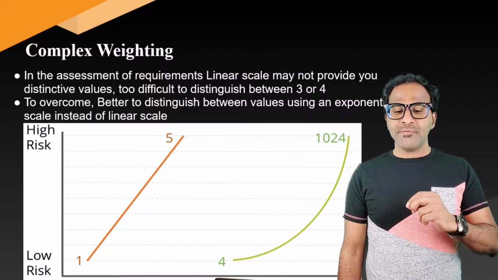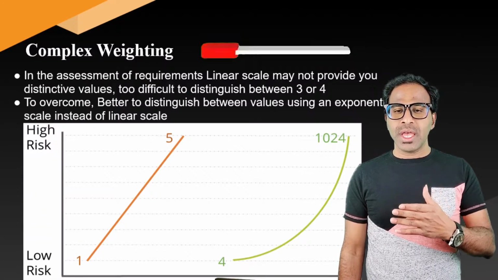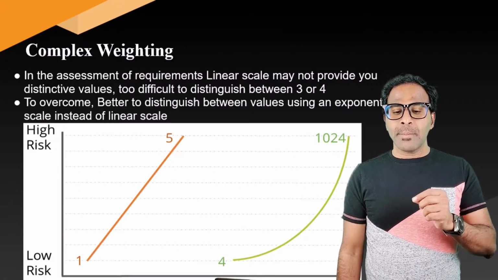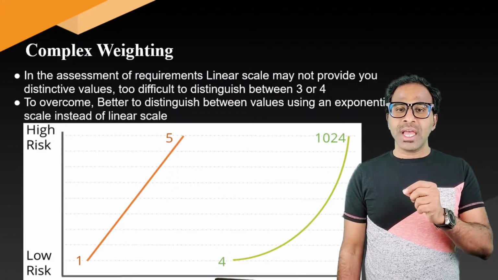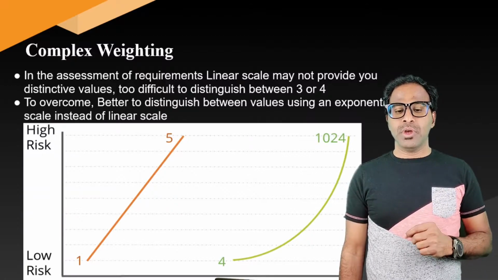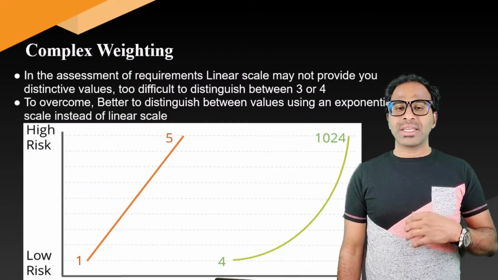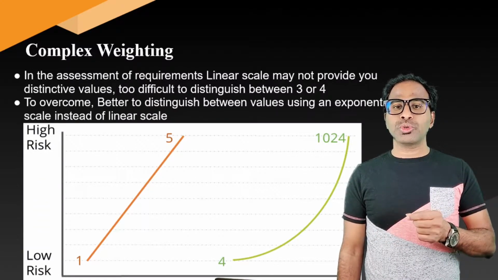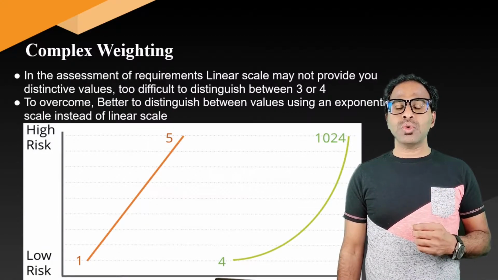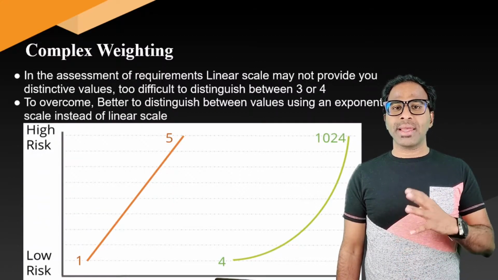Instead of using a linear scale, they would like to introduce a different scale to better distinguish between values, by using an exponential scale instead of a linear scale. To perform an exponential scale, the complex weighting helps you to distinguish the values. It's very easy for us to weight an enormous number of requirements by using an exponential scale.